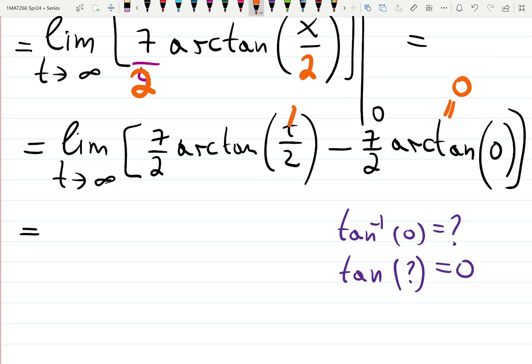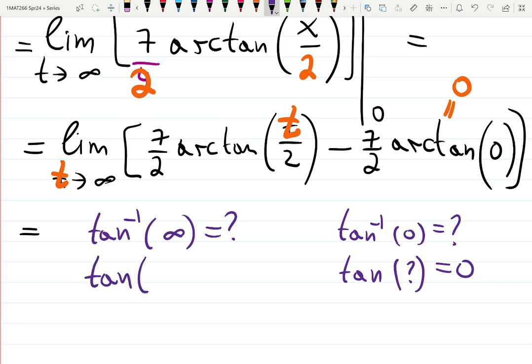Everything depends on this variable now. Arctangent of t over 2, as t goes to infinity, that's arctangent of infinity. The question is now, what is arctangent of infinity? It's exactly the same logic. To answer it, you ask yourself, tangent of what angle gives you infinity? Infinity. No.